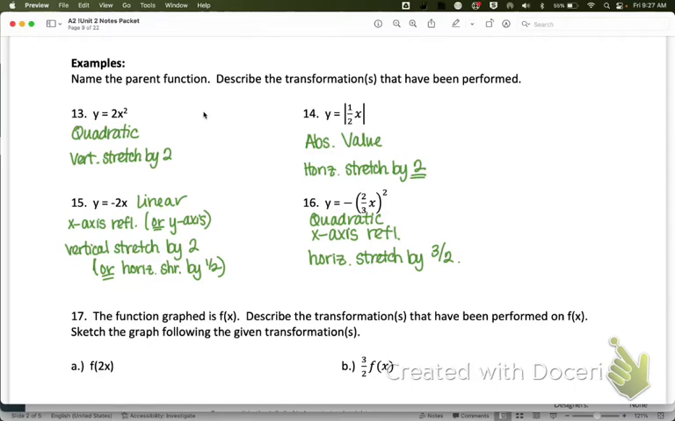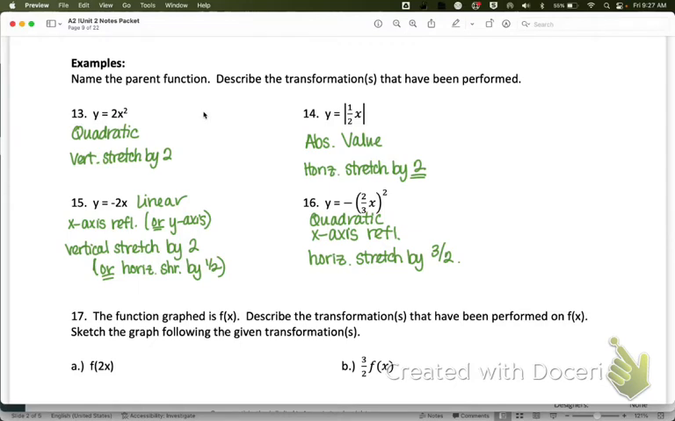On number 15, linear is the one that can always go both ways. So you could either read this as an x-axis reflection with a vertical stretch by 2, or a y-axis reflection with a horizontal shrink by 1/2. It's either or, not both, but either answer would be correct. And then lastly, number 16 has an x-axis reflection because I see that negative on the outside of the function, but the 2/3 is multiplying on the inside of the squared, which makes it a horizontal stretch by 3/2.